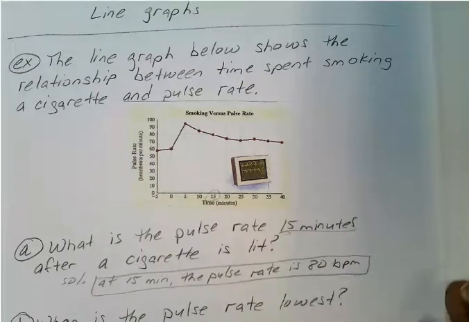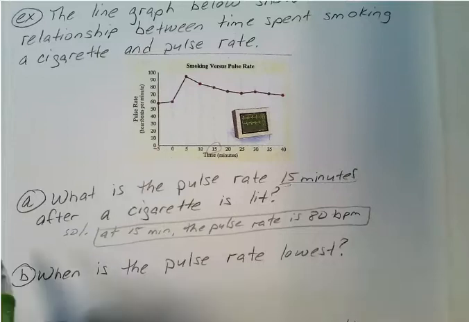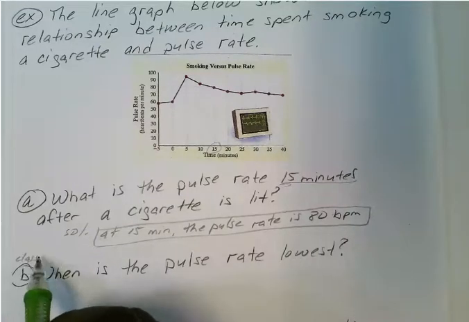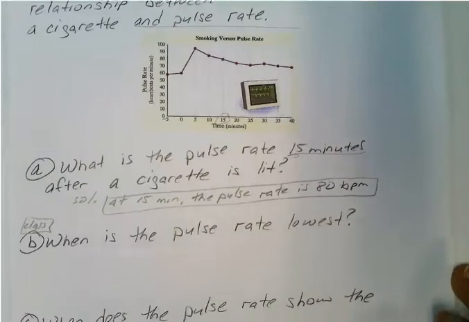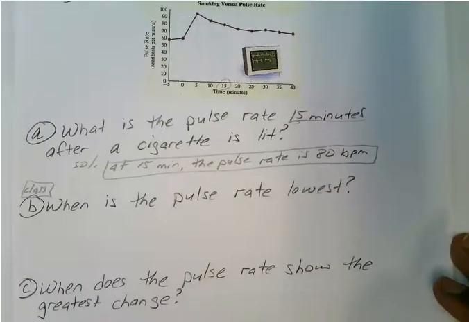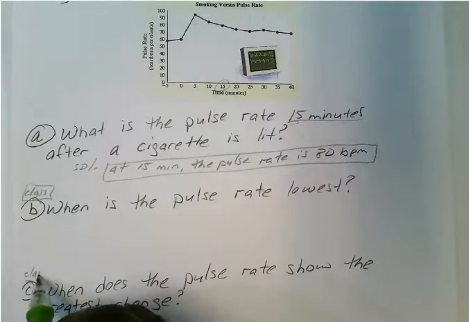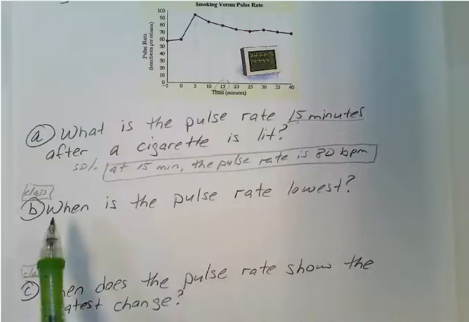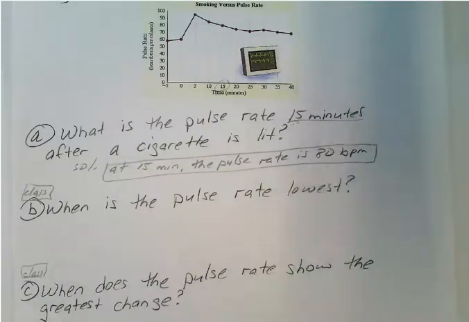Okay, so we're going to go ahead and move on. What I want you to do is, let me see if I can get both of these on the screen at once. There we go. I want you to press pause and see on this line graph when the pulse rate is the lowest and when the pulse rate shows the greatest change.